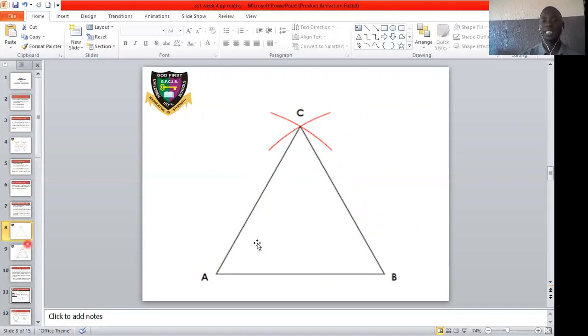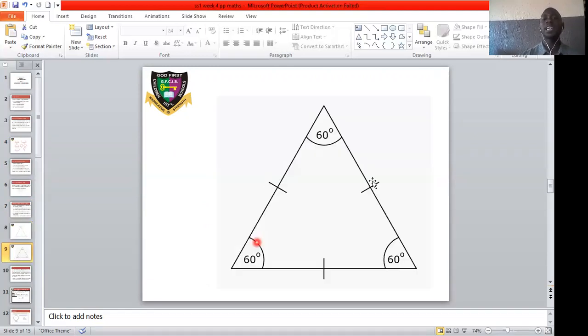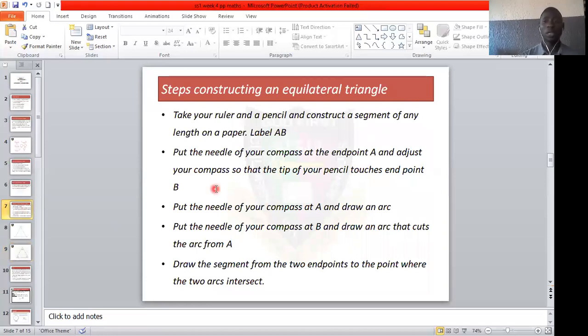So measuring the angles, you have 60 here, 60 here, and 60 here. This side is equal to this side, and it's equal to this side, and all the angles are 60, 60, 60. So that's how to construct an equilateral triangle. I'd like you to take note of the procedures very well, and with this, you can continue to draw your equilateral triangle.